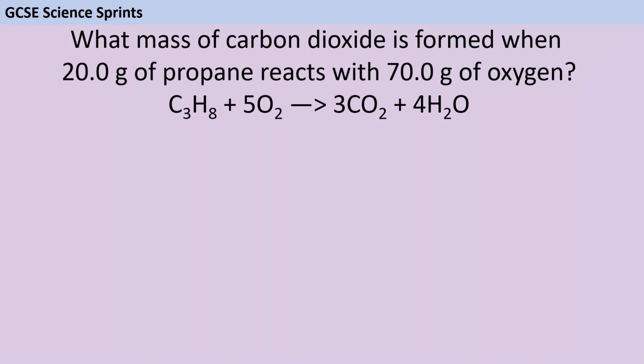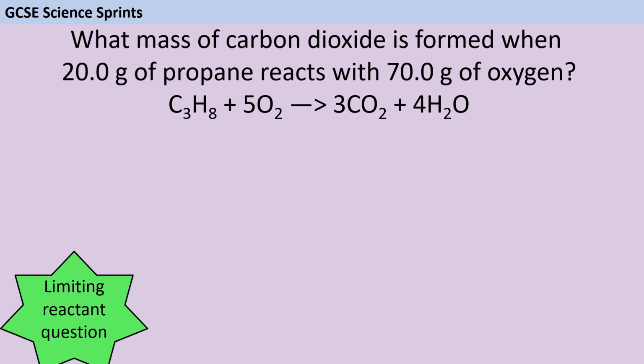So in this question, we're given masses of propane and oxygen and asked to calculate a mass of carbon dioxide. Now, with these quantitative chemistry questions, the very first thing you need to do is to identify what type of question it is, because it would be really easy for you to look at this and decide it's a theoretical yield question and go straight into that. But actually, it's not. This is a limiting reactant question, and the way that I can tell is because I've been given the masses of both of the reactants, and it's not possible to work out a yield using both of those.